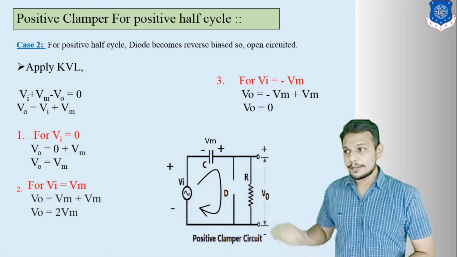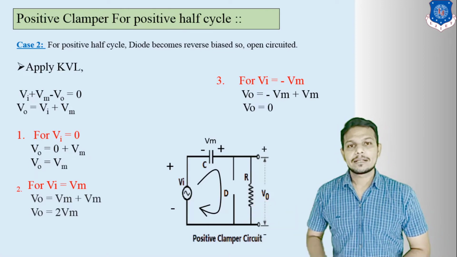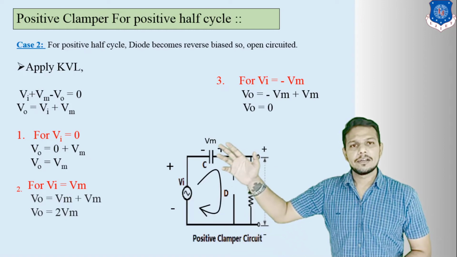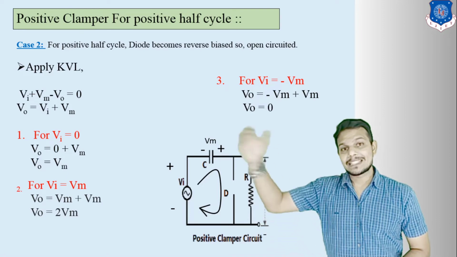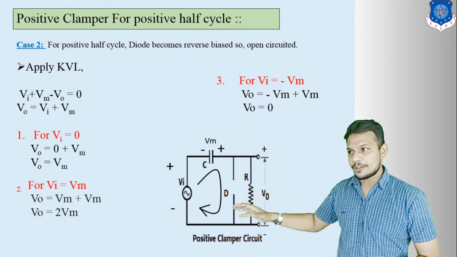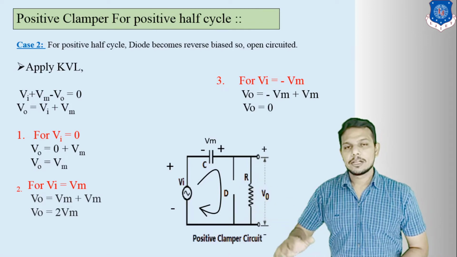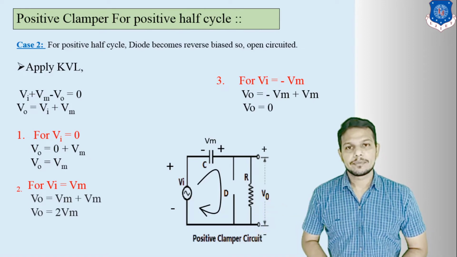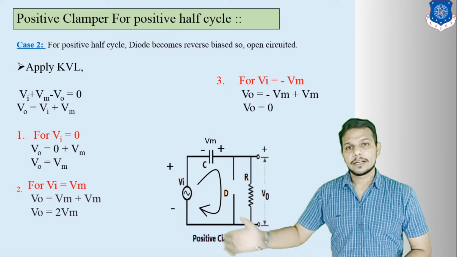Number 2, if VI is equal to VM, both are the same. VI is equal to VM. If VI is equal to 5, that means VM is equal to 5. So the capacitor charges up to maximum voltage. So if VI is equal to VM, then VO is equal to VM plus VM. So it becomes VO is equal to twice VM. So here we will find twice VM in case number 2.